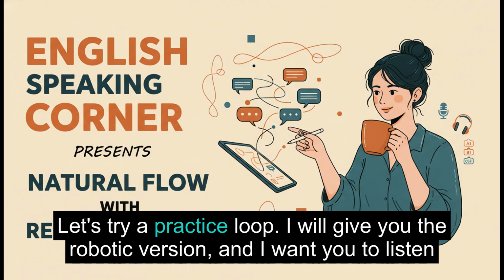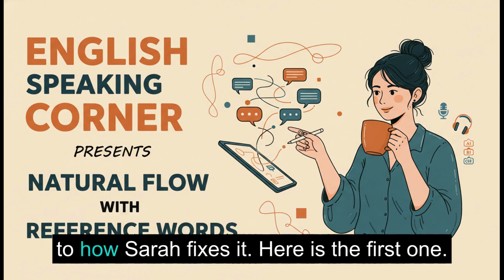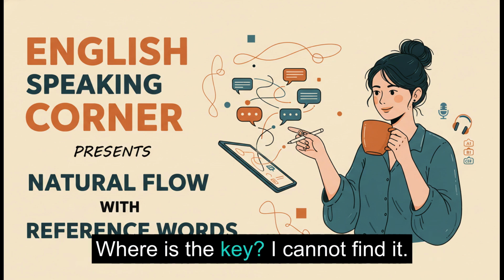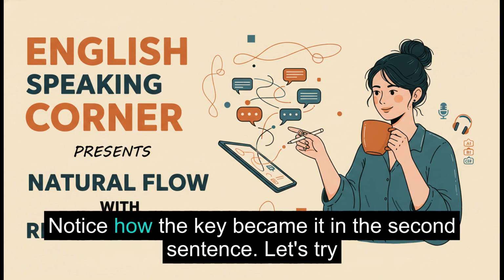Let's try a practice loop. I will give you the robotic version, and I want you to listen to how Sarah fixes it. Here is the first one. Where is the key? I cannot find the key. Where is the key? I cannot find it. Notice how the key became it in the second sentence.